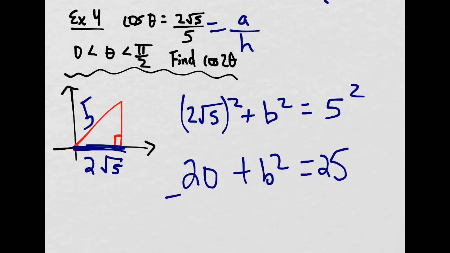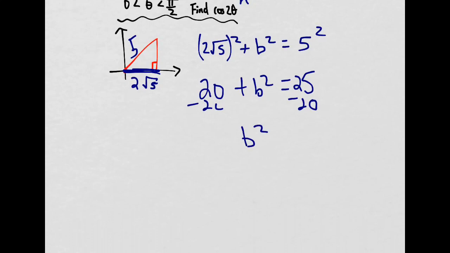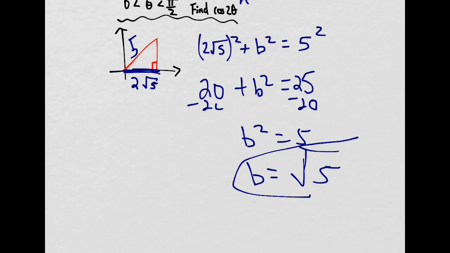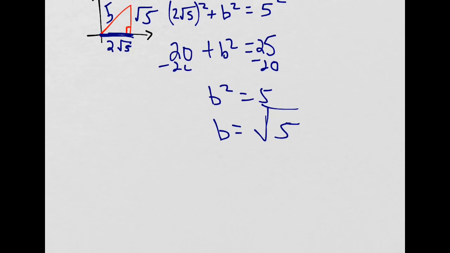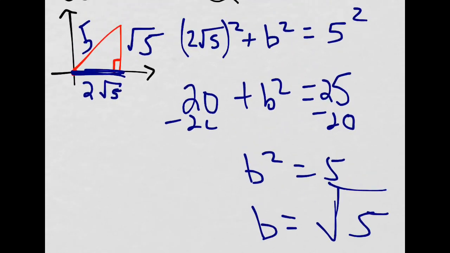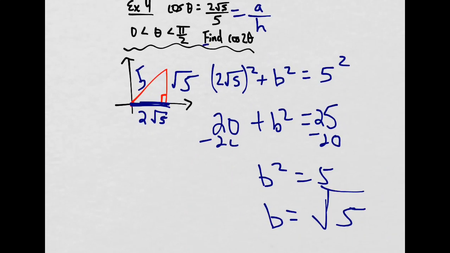Okay, so then subtract 20. B squared equals 5, so B is square root of 5. And that's not really the answer that we want. Then we want to find the cosine of 2 theta. That's what we want to find.